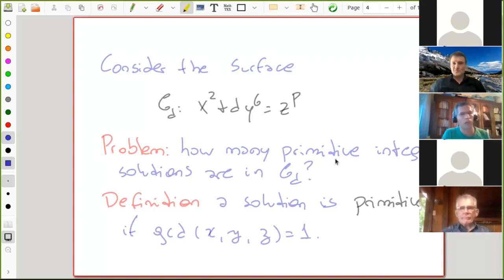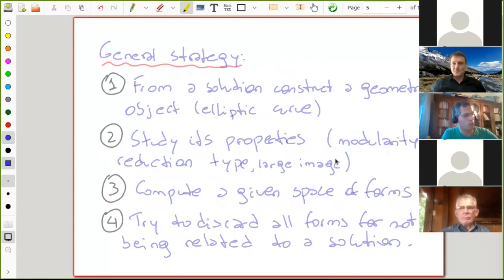Let me give the general strategy of how we usually try to handle this sort of equation. The strategy, which is mostly due to Frey, but there were some ideas before that, is that you assume you have a non-trivial solution, and then you try to attach some geometric object to your solution. In general, this object will be an elliptic curve, and everything I'm going to say will be an elliptic curve.